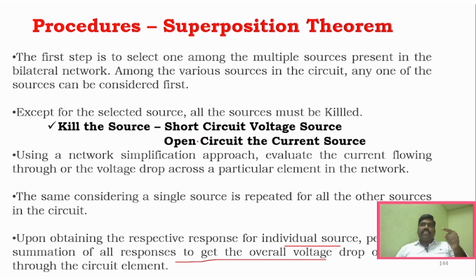The very first thing is you have to identify one particular source, and then after the selection of one particular source, all other sources have to be removed, right? And after removing them, you have to simplify that particular circuit, right? And the same step is repeated for all the sources, and at last you have to sum all the currents which you have identified, right? So now we'll see one particular problem so that you can clearly understand what the superposition theorem is, right?